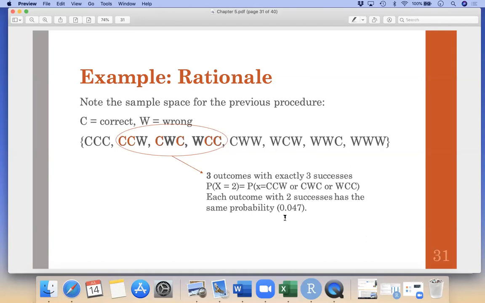It's 0.141. In the previous slide we discussed, we got that value 0.141. That means 3 times this value. Okay, so this is the logic behind the previous example.